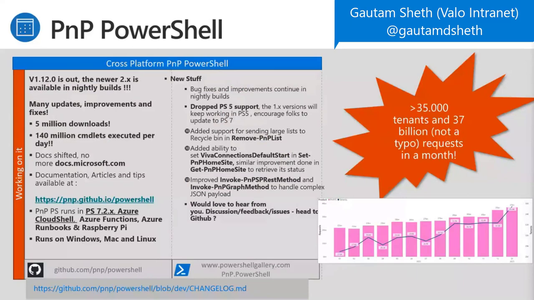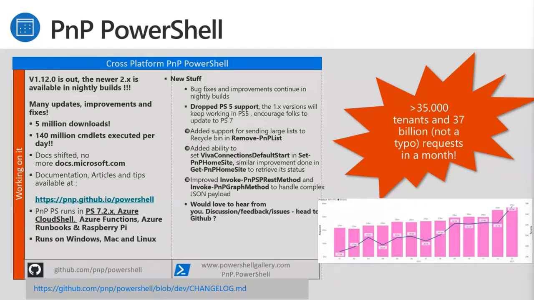Thanks, Bert. Over in the PnP PowerShell library, we added a bunch of improvements to the existing commandlets. One of the major things we added was support for removal of large lists. It used to be that when you had a large list, say 100,000 or 200,000 list items, and tried to send it to the recycle bin, it was not a good experience. So we added a better experience to move the list to the recycle bin. It starts a job, and once it has been done, you'll know the status of that job. We added that support.